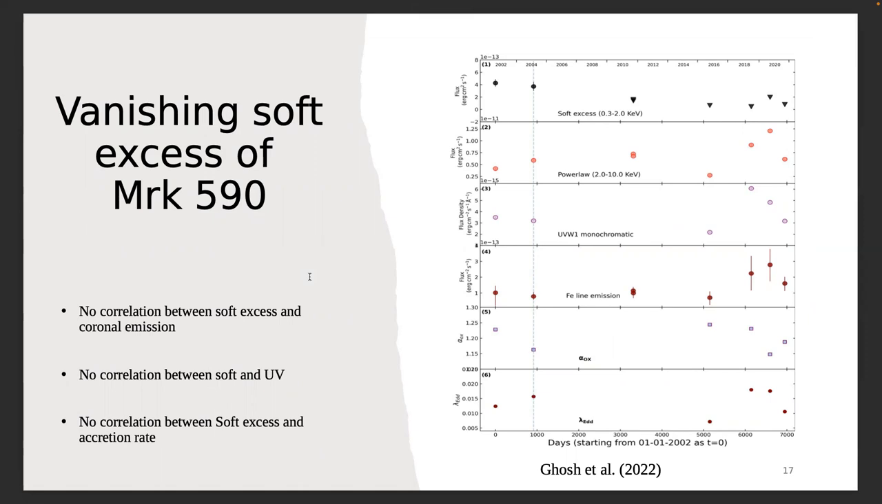Now, the soft X-ray part was present in the first two observations. And in the latest observations, where we use NuSTAR and Swift, the soft X-ray excess was still gone. We didn't detect any soft X-ray emission. But as you can see here, the accretion rate was higher. So this is a unique case of a changing look AGN.